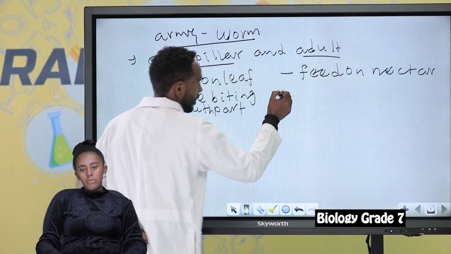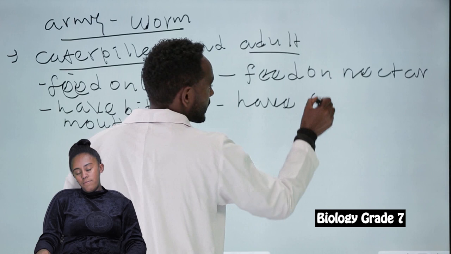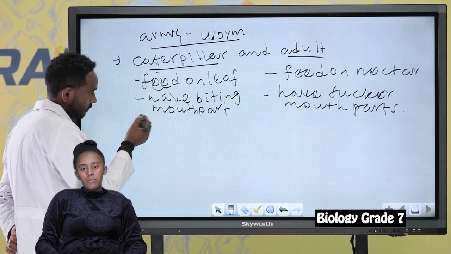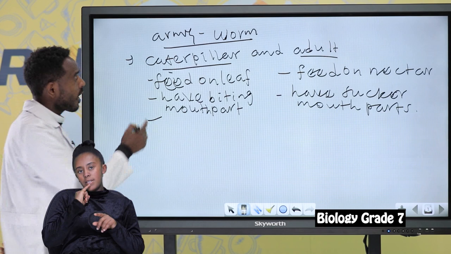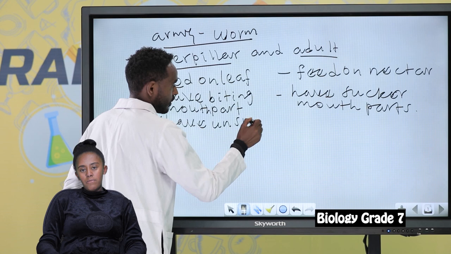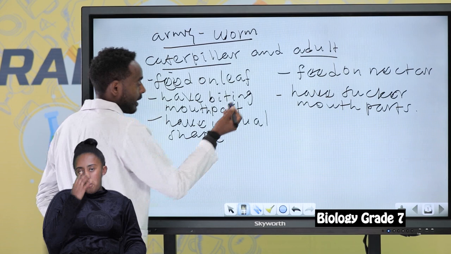And the adult one has sucker mouth parts. Another difference is that the caterpillar has a hairy-like structure with an unusual shape, and the adult one has a usual shape.